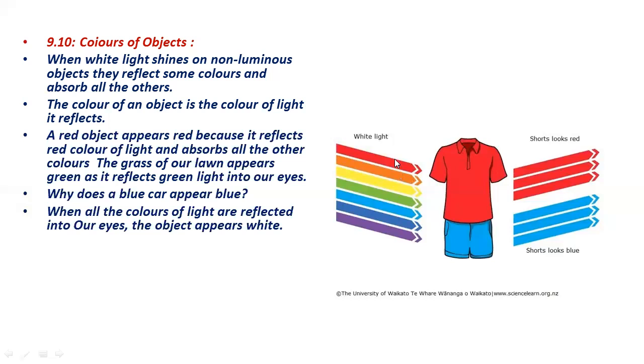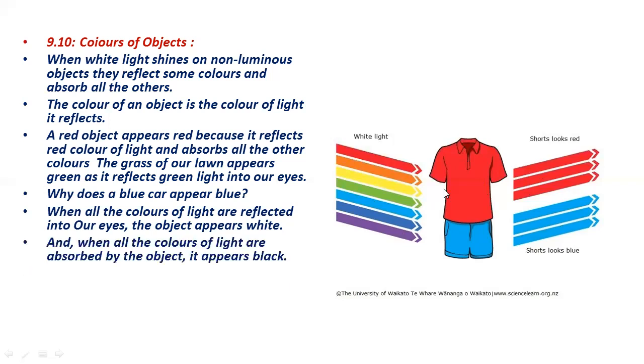There are seven colors in white light, but the shirt absorbs all the other lights except red, which it reflects, so the shirt appears red. And the trouser absorbs all the other lights except the blue color. It reflects the blue color, and the trouser appears blue. Same is the case when some colors are absorbed by the object, the remaining mix together and give a secondary color, and that's why the object appears in that color.